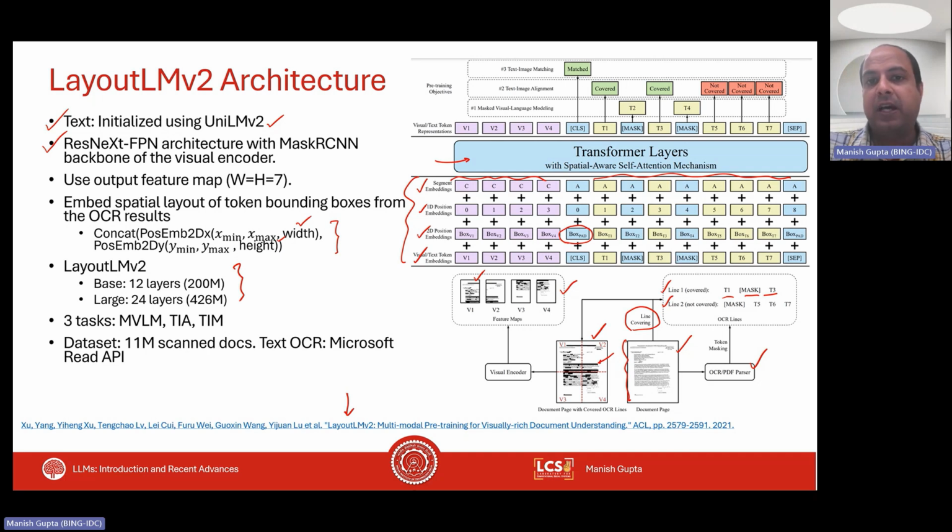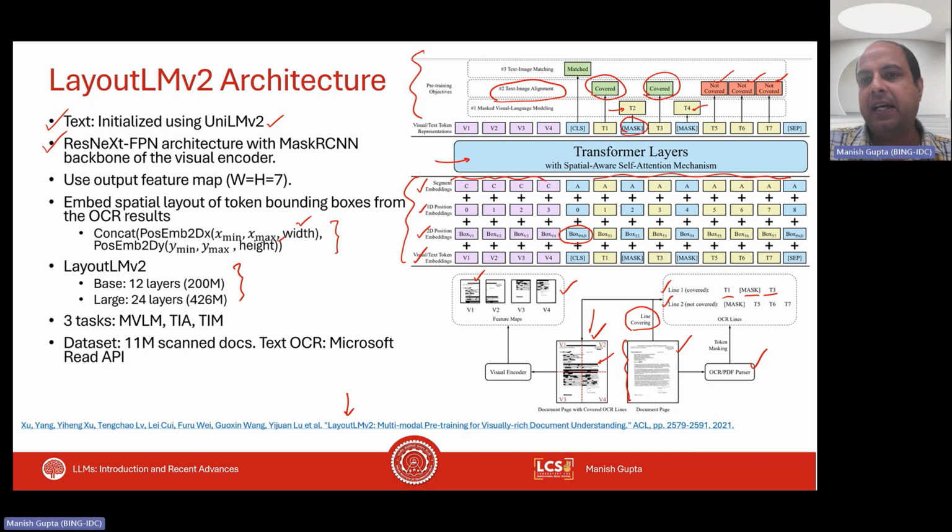Okay. Now, pre-training objectives. There are 3 different pre-training objectives. First, masked visual language modeling, which is the typical one: you can mask the image part or the text part. I think in their particular case, they just hid the text part, so it is visual language modeling. If you mask these text tokens, you try to predict what the text is. Second, text image alignment: they predict whether a particular token belongs to the covered class or the not covered class. Remember, you covered some lines, so this text token belongs to the covered class versus these ones belong to the not covered class.